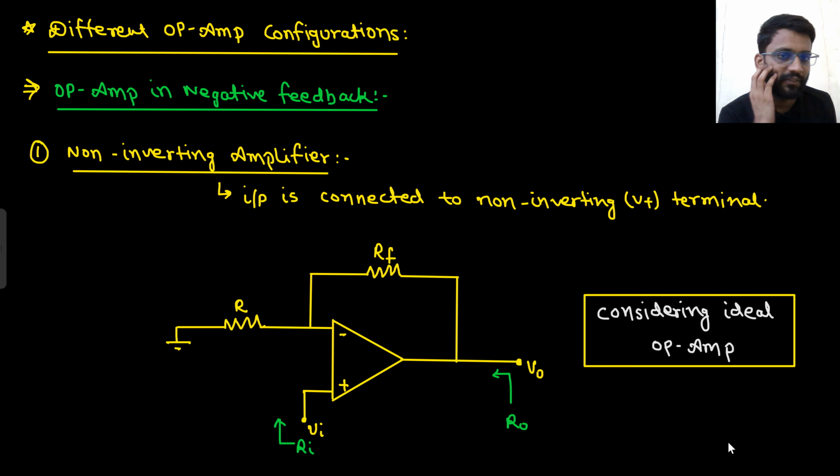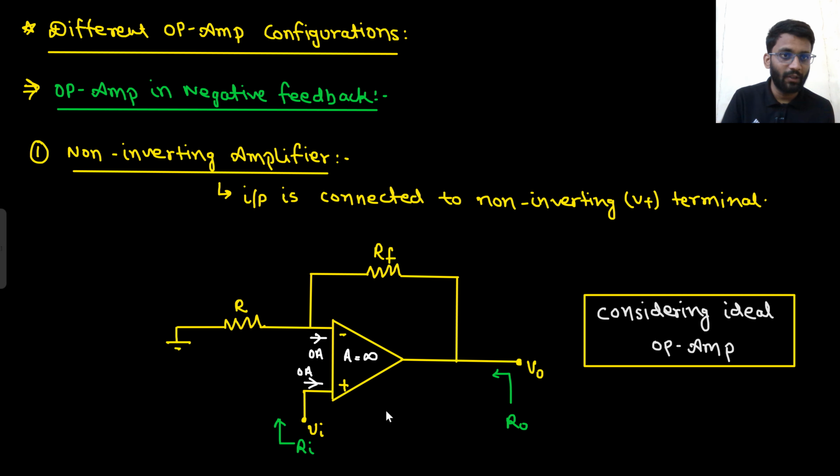Let's calculate the voltage gain first. And what are we considering? We are considering an ideal OpAmp. What do you mean by ideal OpAmp? That Rin is infinity. That means the current here is 0 ampere. The current here is 0 ampere. What else do you consider? If it is an ideal OpAmp, that means this gain is infinity.